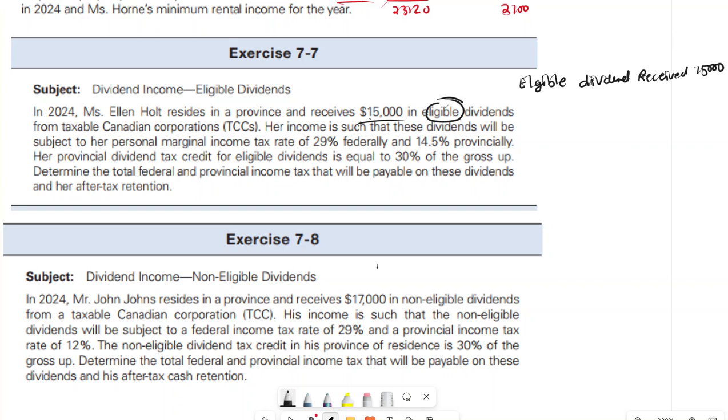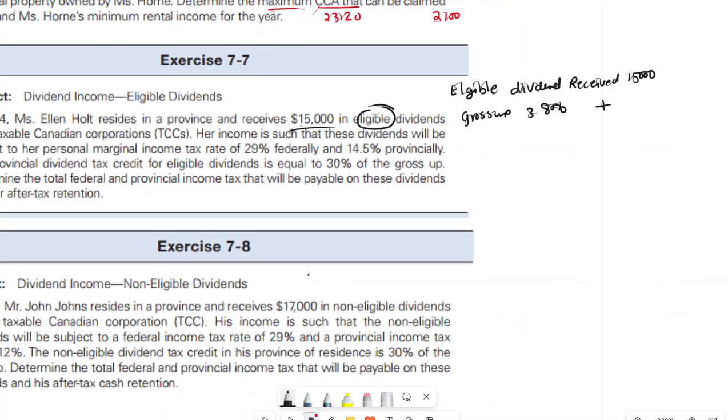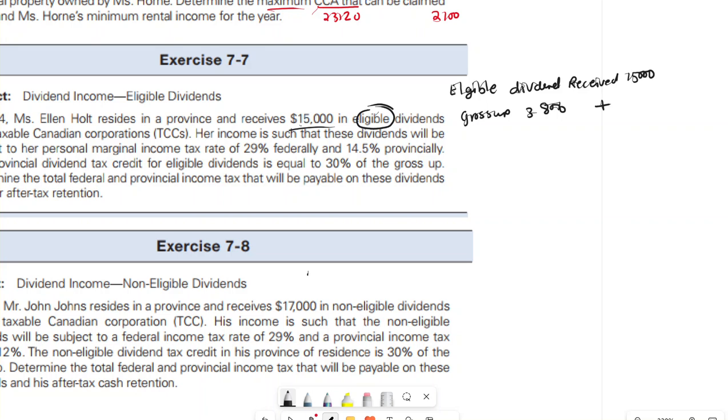So from eligible we are going to gross up. How much are you going to gross up? By 38%. So that's the gross up amount. The gross up amount will be 38% of the 15,000. That will give me 5,700. So what do we get? We get a taxable dividend, and that's how much we pay taxes on. So we pay taxes on the 20,700.